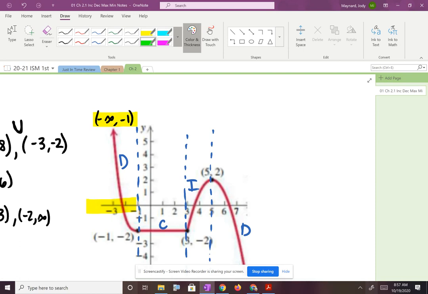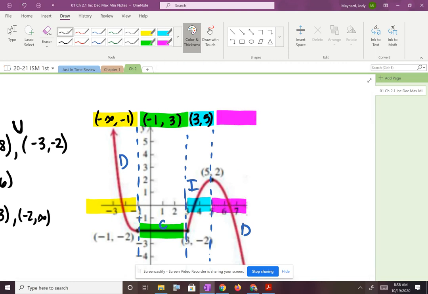All right, what about my next one, my constant? Where does that one start? Negative 1, right? Where does it end? 3. Parentheses always on these. Now we're going to do a blue one. So our blue one is increasing, and we are increasing from where does this one start? 3. Where does it end? 5. 3 to 5.